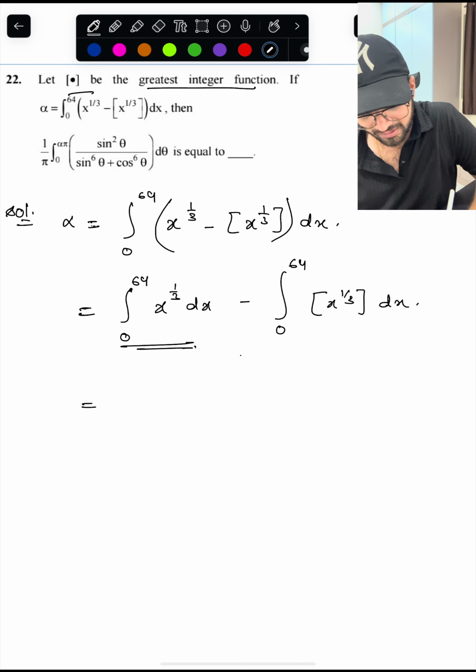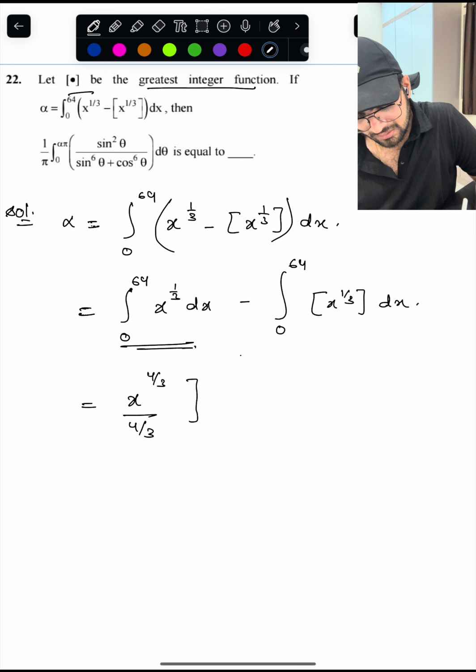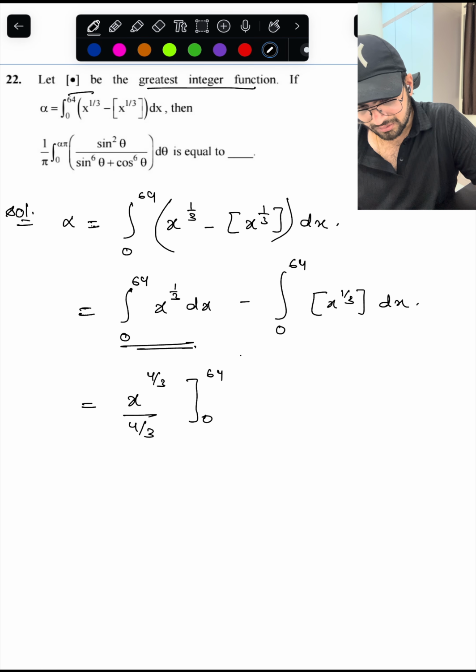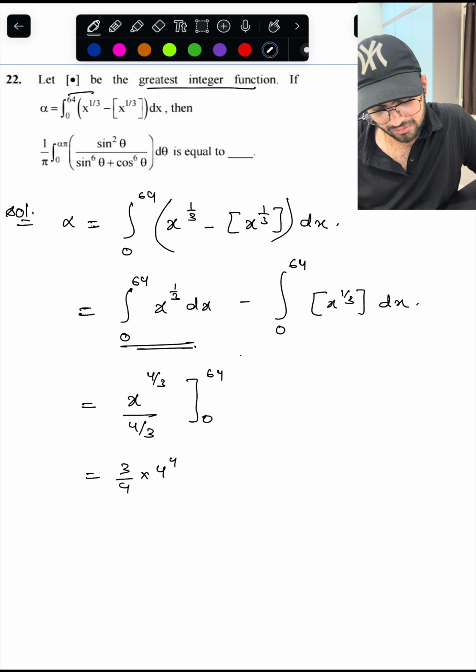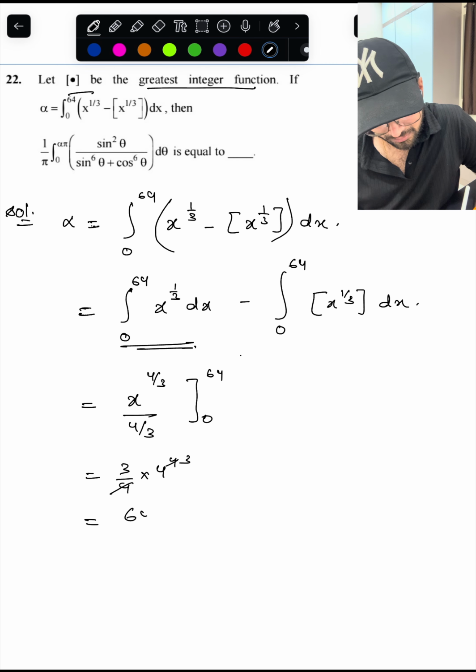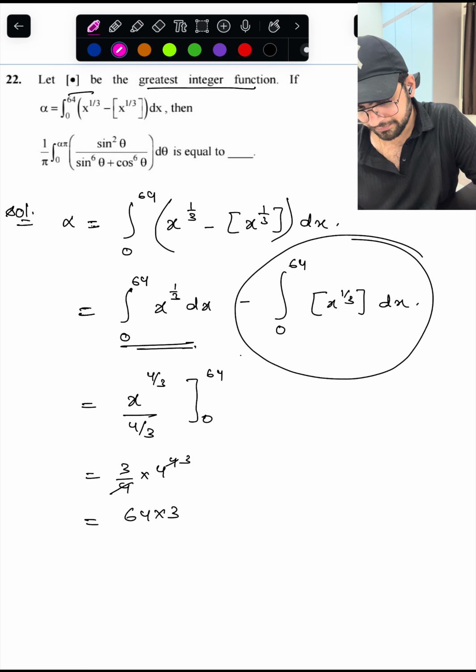This can be simply evaluated because x power 1 by 3 integrates to x power 1 by 3 plus 1, that is 4 by 3, divided by 4 by 3, from 64 to 0. So let's evaluate this part. 3 by 4 times 64: if I keep 64 as 4 cube, I will get 4 power 4. So you'll be getting 64 into 3 from this part. Now let's evaluate the next part.